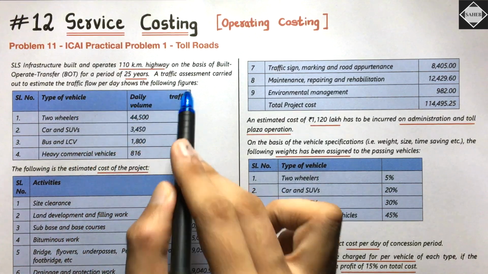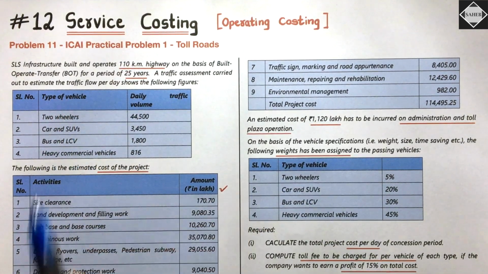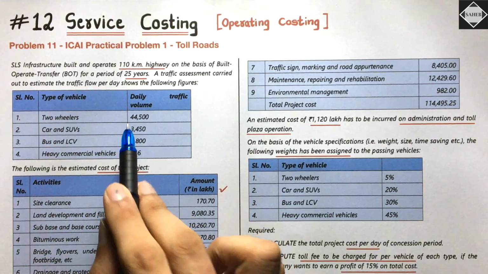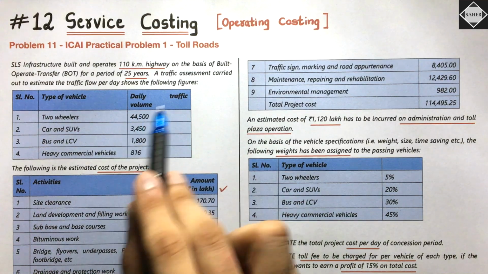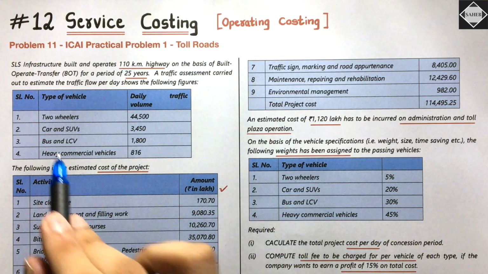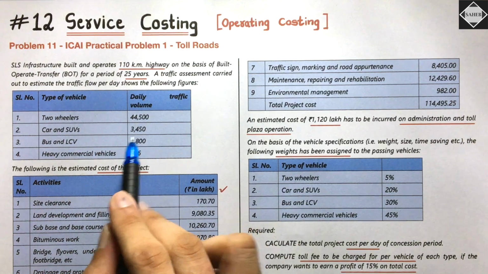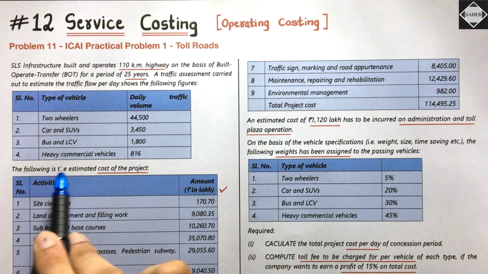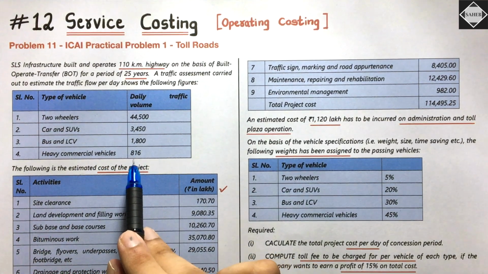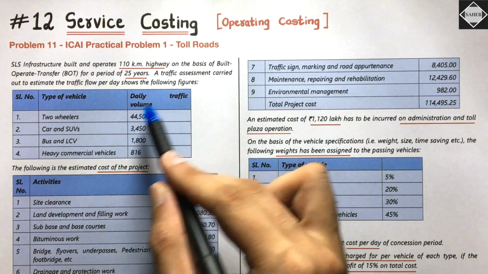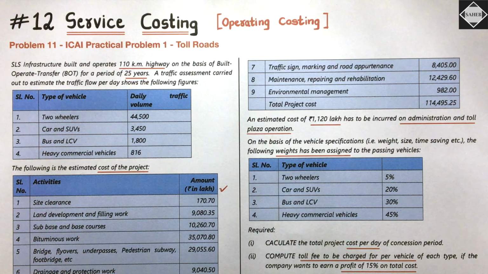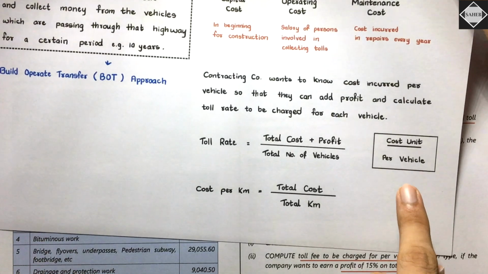Here they are saying that a traffic assessment carried out to estimate the traffic flow per day shows the following figures. Categories have been given for the type of vehicle. Two-wheelers, 44,500. These many two-wheelers pass on a daily basis; that is the daily traffic volume. Then cars and SUVs, 3,450. Bus and light commercial vehicle, 1,800. And then heavy commercial vehicles, big trucks and all, 816. These are the units they have given you on a daily basis, because you all know that in the toll road industry our unit is the vehicle, per vehicle.